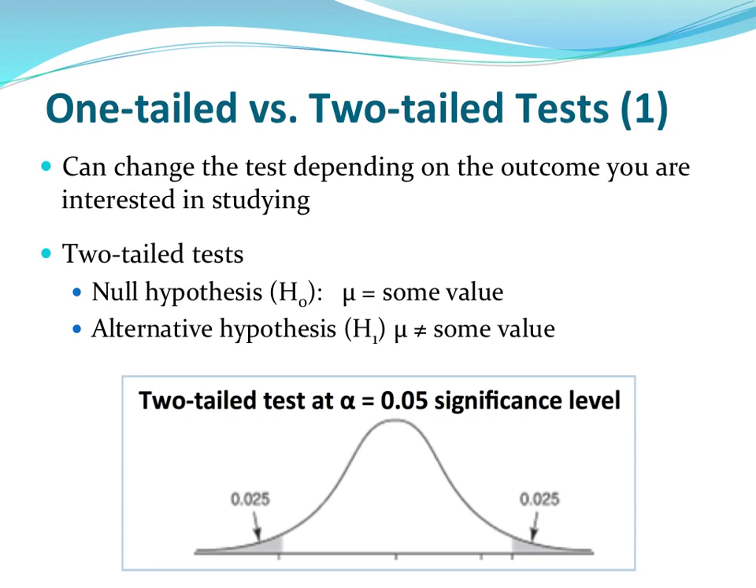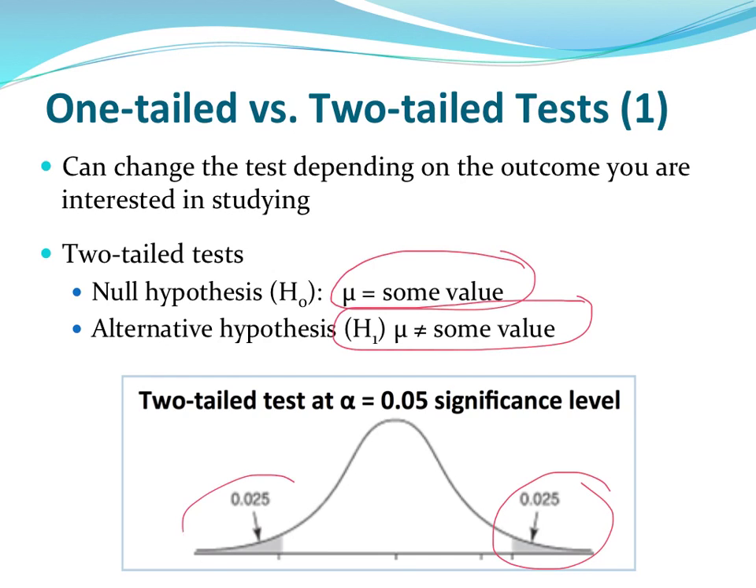In a two-tailed test, the null hypothesis is that mu is equal to some value of interest, and the alternative is that mu does not equal that value. If our alpha level, for example, was 0.05, we would want to split that alpha in two, which would give us 0.025 in both tails, representing the critical regions in the two tails where we will reject the null if our test statistic falls within.